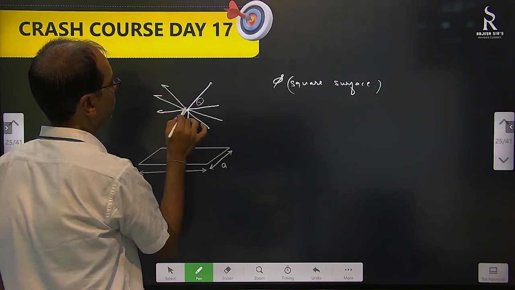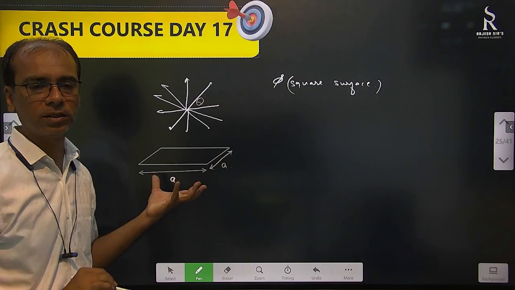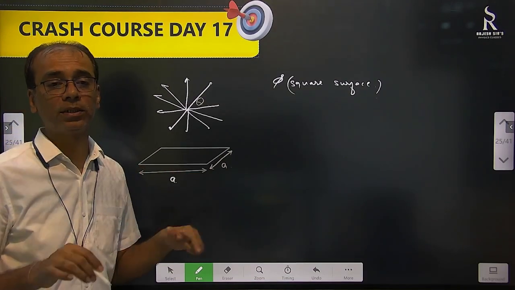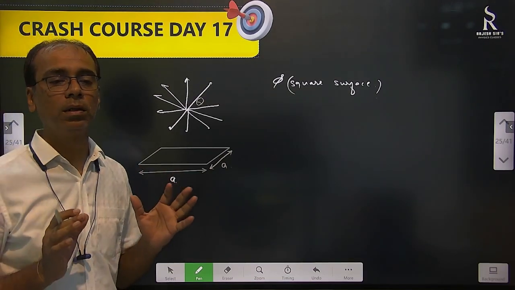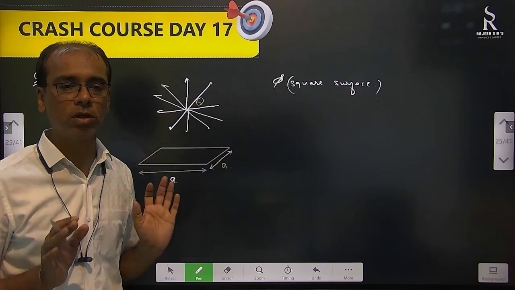Symmetrically, it will be going in all the directions. So how do we find how much is passing through this? We will find that this is a square. We have to make a three-dimensional surface to enclose this charge first. Then only we can use Gauss law.